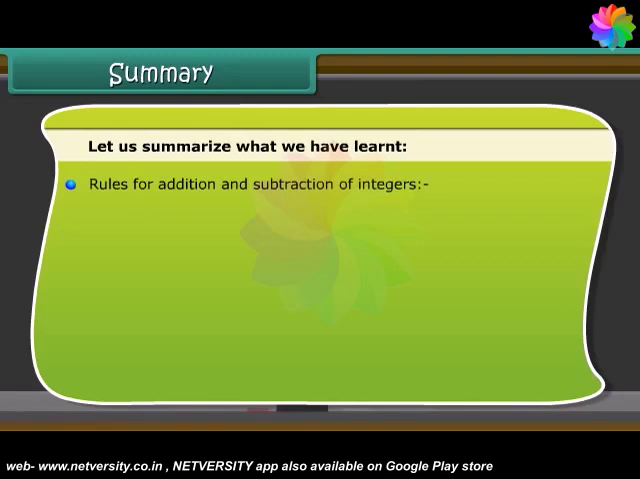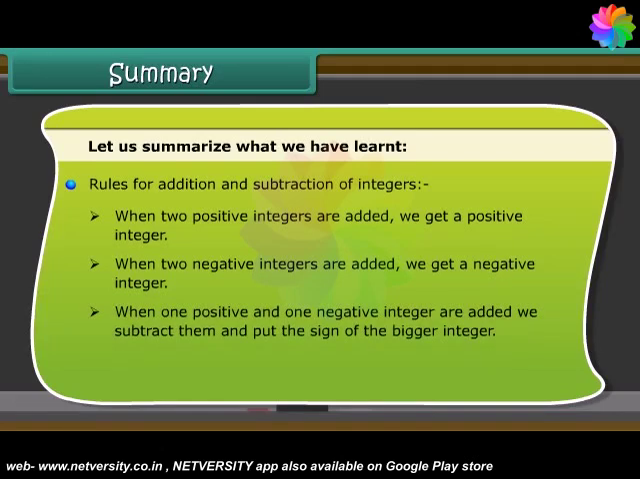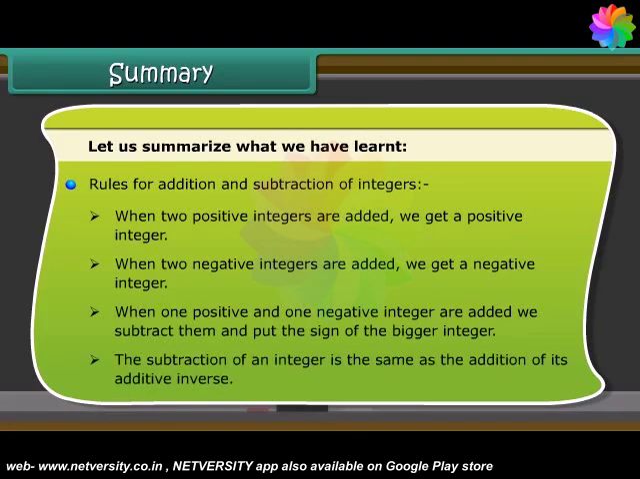Rules for addition and subtraction of integers. 1. When two positive integers are added, we get a positive integer. 2. When two negative integers are added, we get a negative integer. 3. When one positive and one negative integer are added, we subtract them and put the sign of the bigger integer. The subtraction of an integer is the same as the addition of its additive inverse.